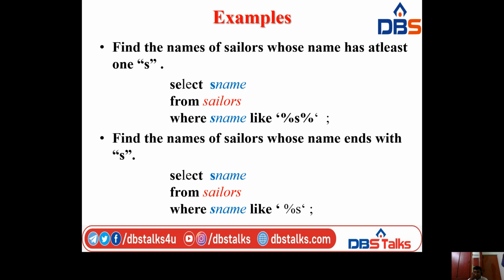Now coming to finding the names of sailors whose name has at least one S. Just see here: percentage S percentage. Before the S there can be many characters, and after the S there can be many characters or zero characters. Percentage represents either zero or many characters. By specifying this, it contains at least one S.